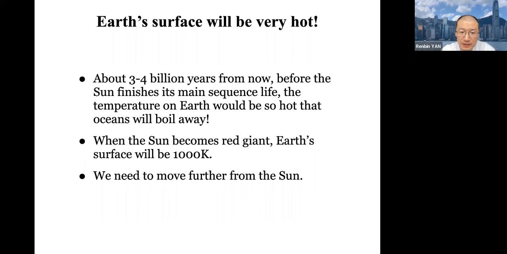About 3 to 4 billion years from now, even before the sun finishes its main sequence lifetime, the temperature on Earth will be so hot that the oceans will actually boil away. And when the sun becomes a red giant star, the Earth's surface temperature will be about 1,000 K. And that is certainly not a situation that we can survive in. So we actually need to move further away from the sun to avoid being made extinct by the sun.